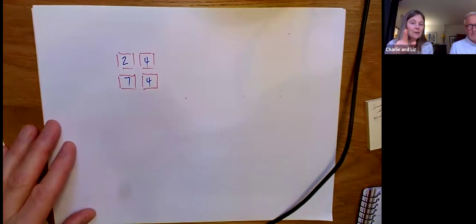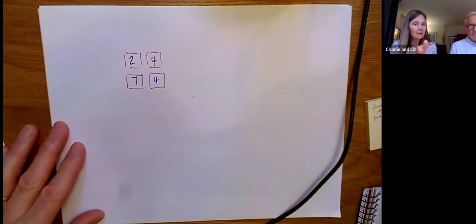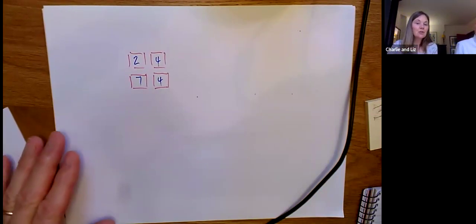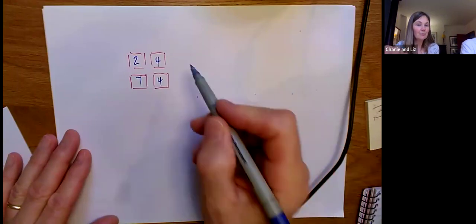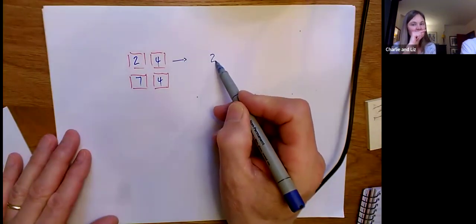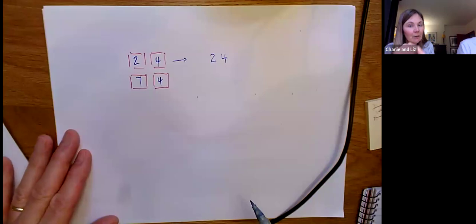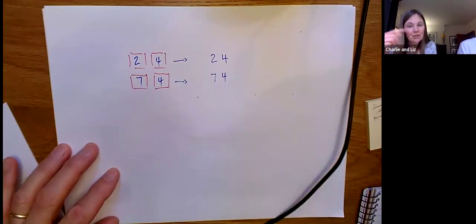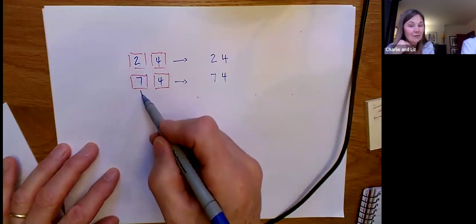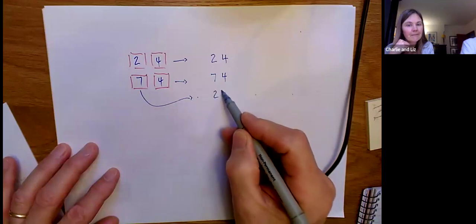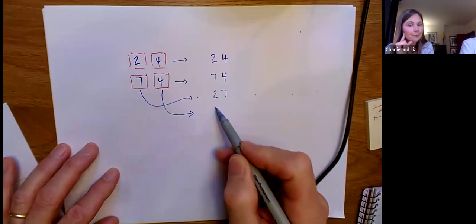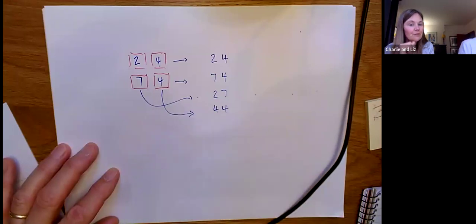Okay, thank you. So we're going to imagine that we're going to read off, using those boxes, 4 two-digit numbers. So let's look at the top first. On the top row, I'm going to read off the number 24. On the bottom row, we're going to read off the number 74. And then we're going to generate another two-digit number, reading down the left-hand column, so that's 27. And then finally, down the right-hand column, we've got 44. And we're going to find the total of those.